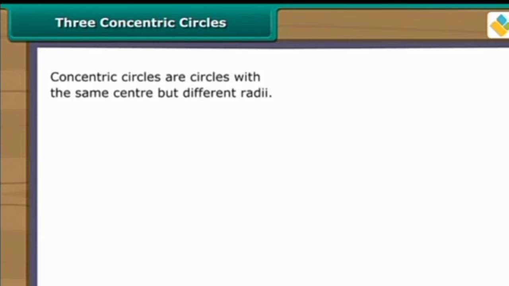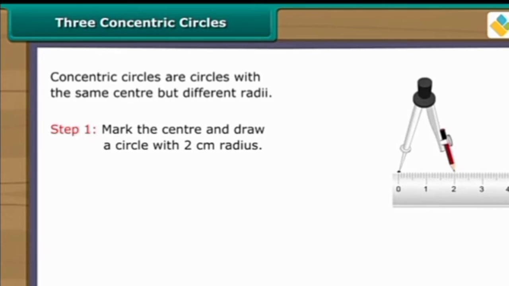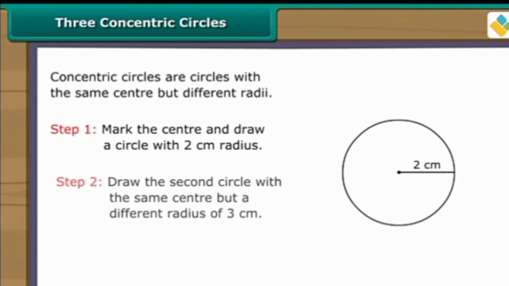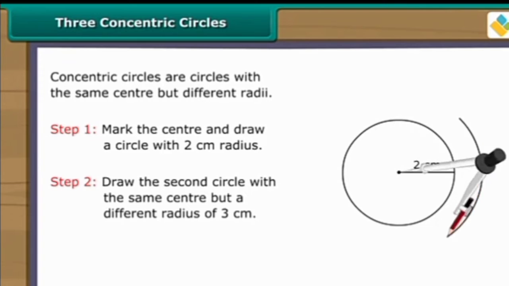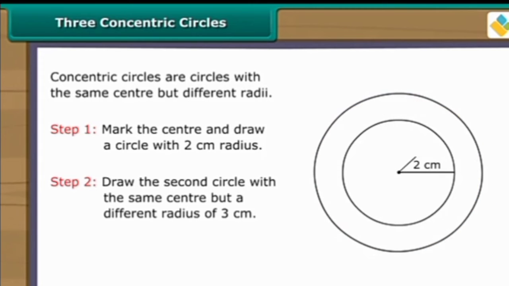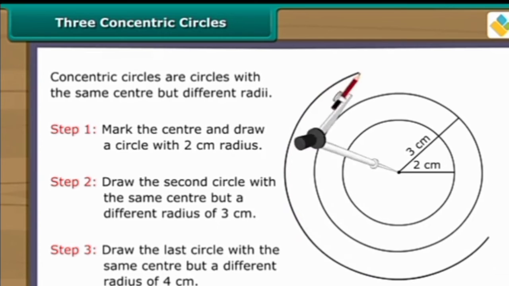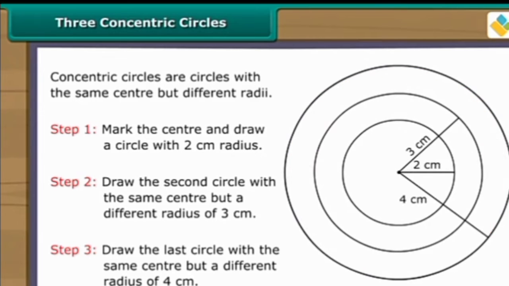Concentric circles. Concentric circles are circles with the same center but different radii. Let us now draw 3 concentric circles with the radii 2, 3 and 4. Mark the center and draw a circle with 2 centimeters radius. Draw the second circle with the same center but a different radius of 3 centimeters. Draw the last circle again with the same center but a different radius of 4 centimeters. We have 3 concentric circles.